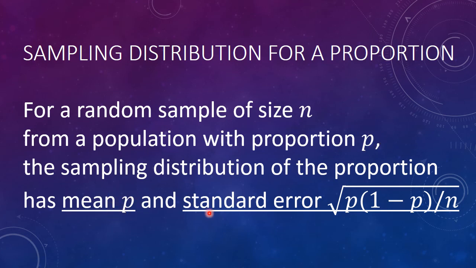But not all of the samples will have exactly the same proportion as the population proportion. So there's some variability around that. And that variability is characterized by the standard error, the square root of p times 1 minus p divided by n. Let's look at an example.